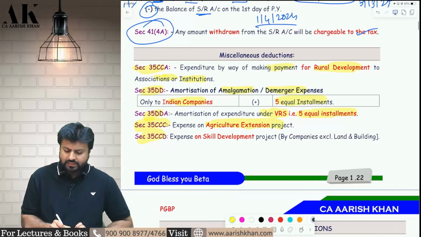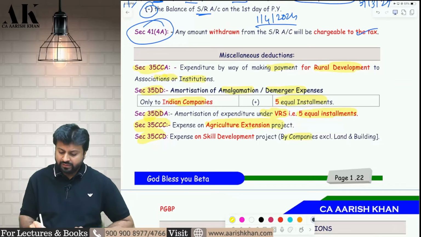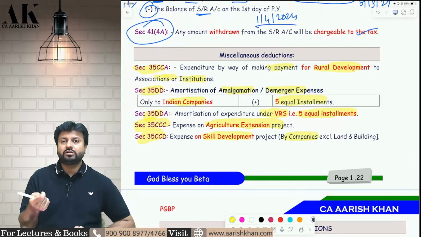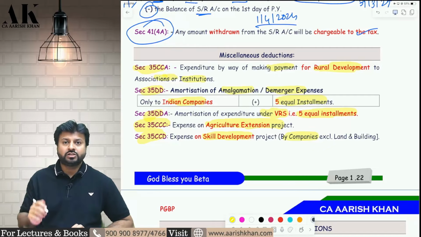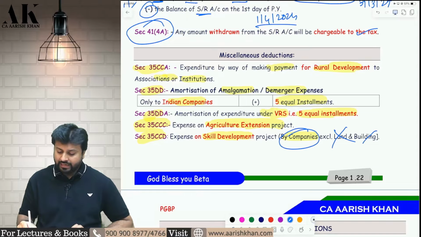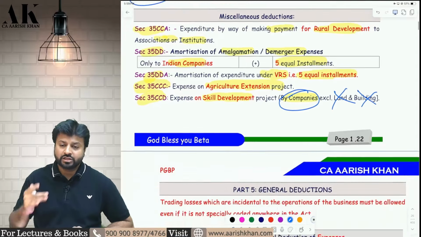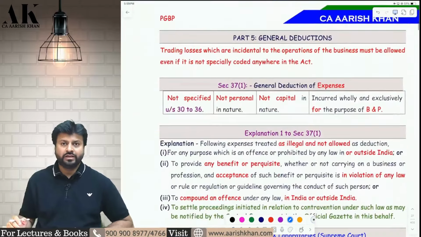And last but not least, the last section over here, 35CCD, is only available to companies. It is not available to others. It is only available to companies. It is on skill development. If you incur some expense on skill development, that is on training of your employees, etc., then you will be eligible for deduction. But it is only available to company, not available to others. Plus land and building will not be allowed as deduction under this section. Check it please. Okay, I hope it is clear to all of you.